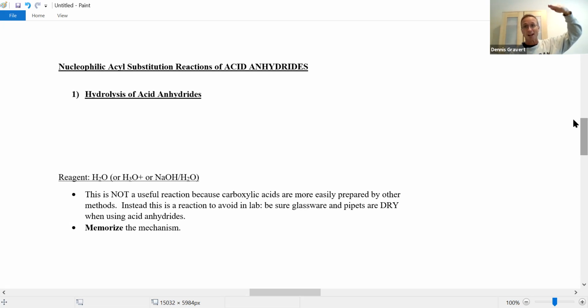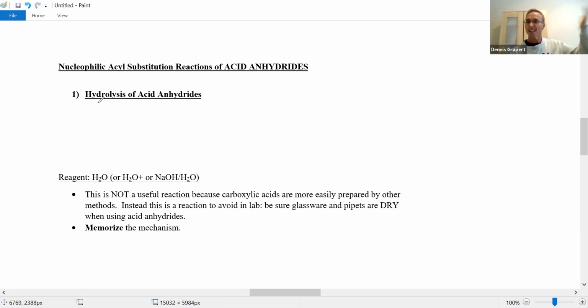Acid chlorides are the most reactive. They have the most number of reactions. Then it's anhydride that's less reactive, then esters, then amides. By the time we see amides, there's only a couple reactions because they're so stable. So acid anhydrides are less reactive. They're more stable than acid chlorides. They have fewer reactions, but they all have the same mechanism, at least a similar pattern.